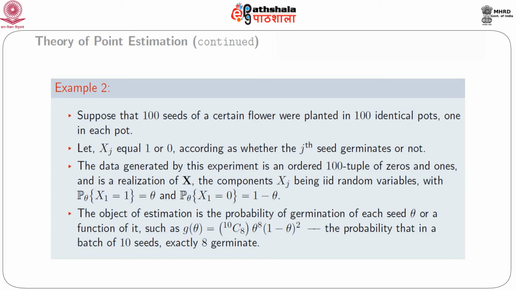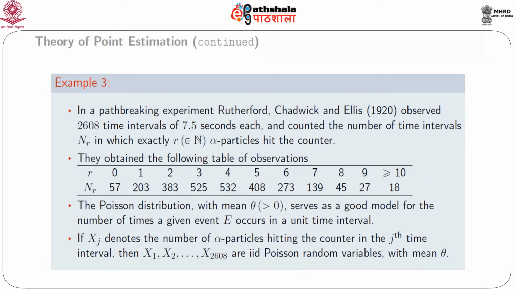Next we consider a famous example. In a path-breaking experiment, Rutherford et al. observed 2608 time intervals of 7.5 seconds each and counted the number of time intervals, capital N_R, in which exactly R alpha particles hit the counter. The data is displayed in the table, where there are values of r starting from 0 up to greater than or equal to 10, and corresponding to each value of r there are N_r values.